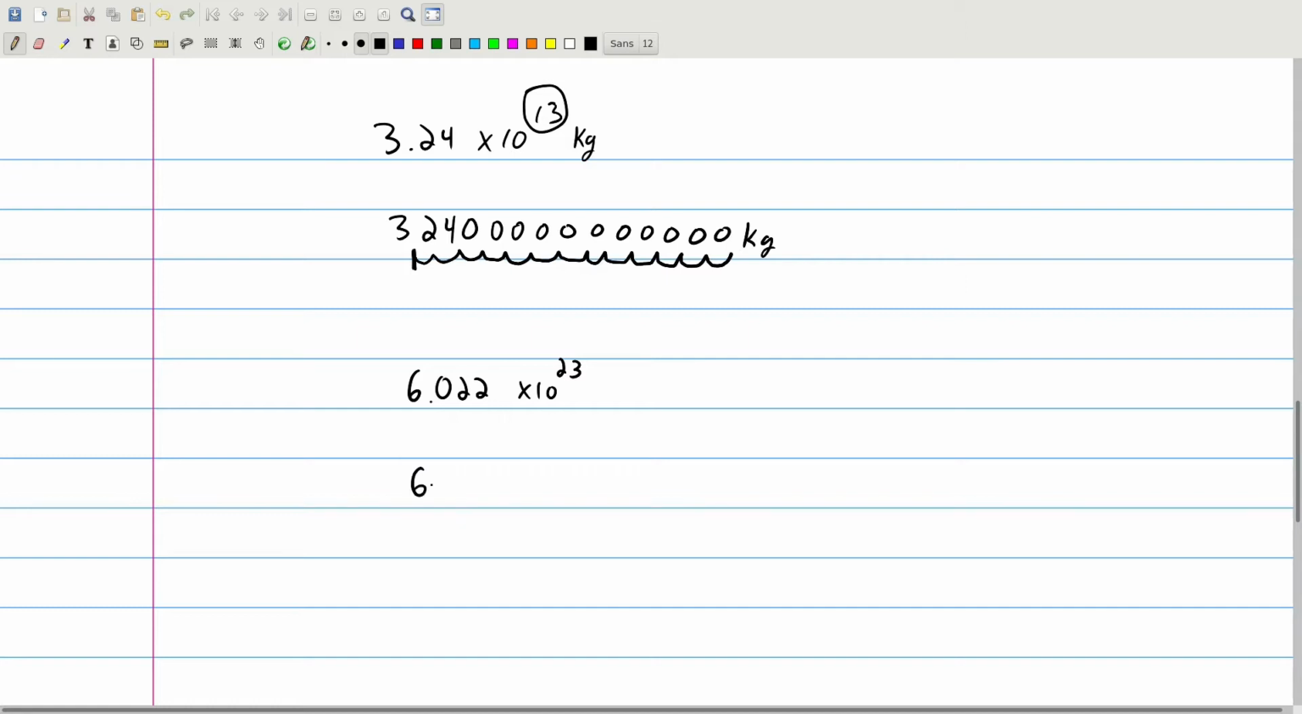Well, it starts off with a 6, a 0, 2, 2, and then I've got to move my decimal 23 times. It starts between the 6 and the 0, so I can move it 3 times with the digits I have, which means I need to move it 20 more times with zeros. So 1, 2, 3, 4, 5, 6, 7, 8, 9, 10, 11, 12, 13, 14, 15, 16, 17, 18, 19, 20, 21, 22, 23. 6, 0, 2, 2, and a whole bunch of zeros after it.